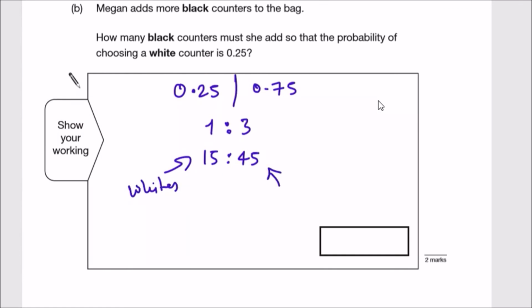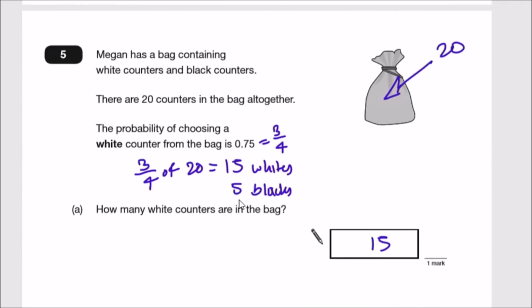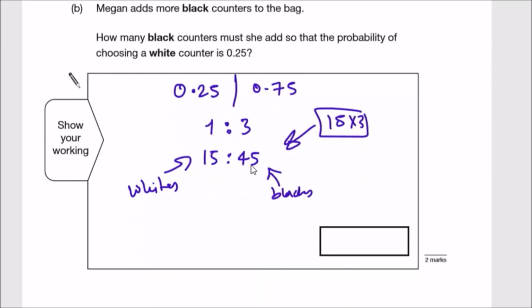So to get 45 blacks, how many black counters must she add to get this correct probability? She initially had 5 blacks. She needs to add 40 more to get 45. So the answer would be 40 more blacks.